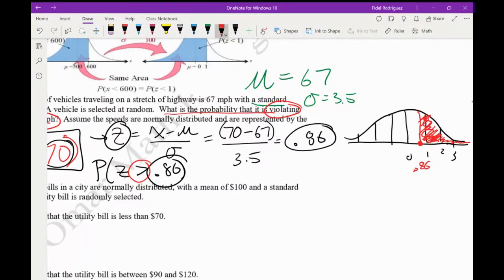So all that means is that now when I use my calculator and type in my normal CDF, my lower number is going to be 0.86. And because I'm going to the right forever and ever, my upper value is going to be that 9999. And so let me do this part one more time and come back to my calculator so that we can see what I'm doing.